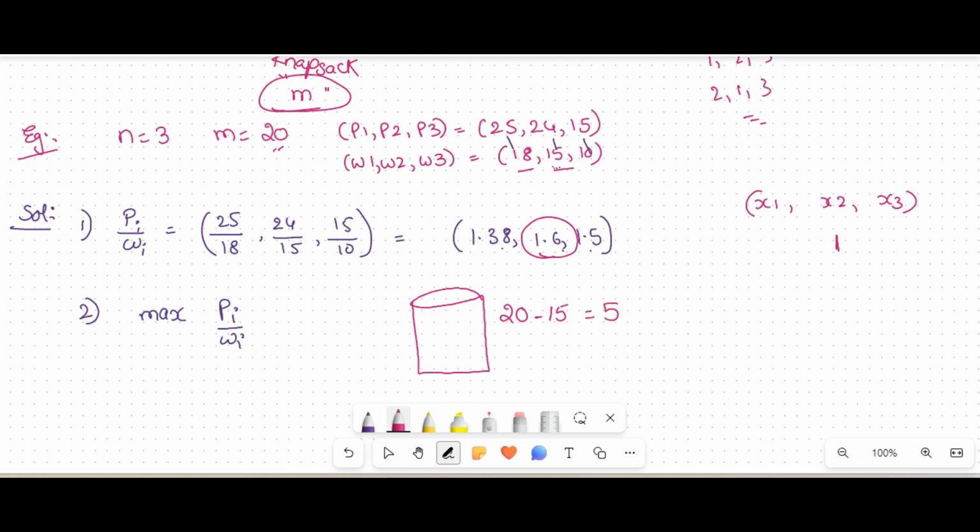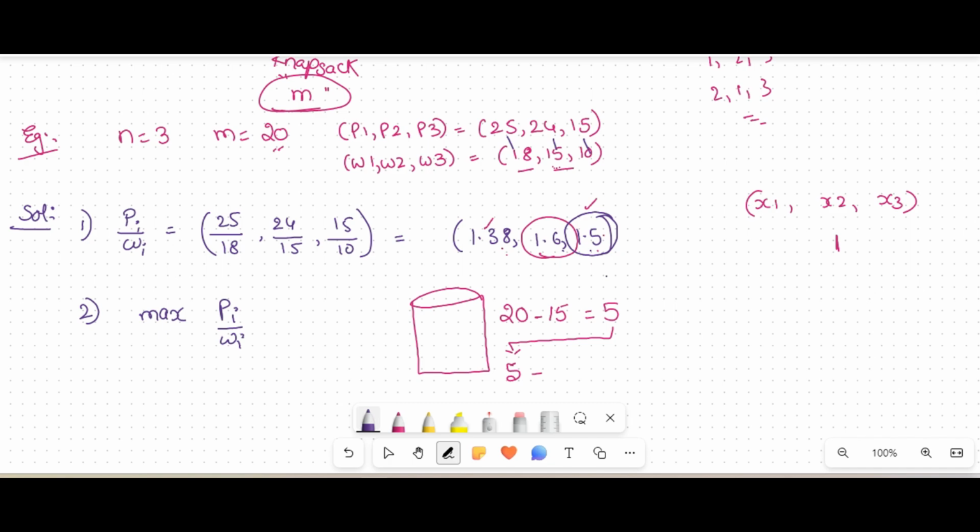So how many more kgs can you add? 5 kgs. Now only 5 kgs you have to add. Next, which object do you have to add? Either this or this. In between these two, which has the maximum pi by wi? This has the maximum pi by wi. That means the third object we have to add.